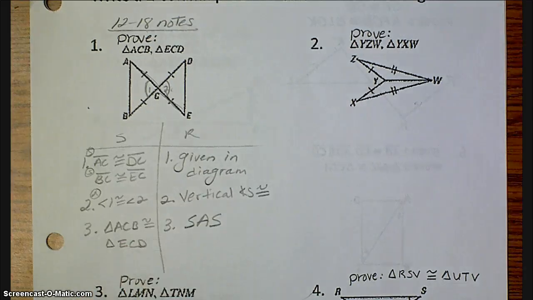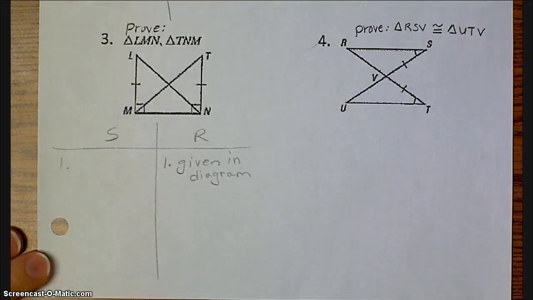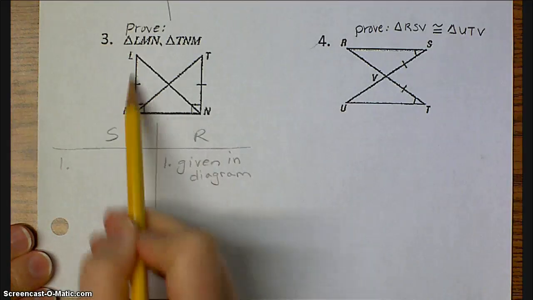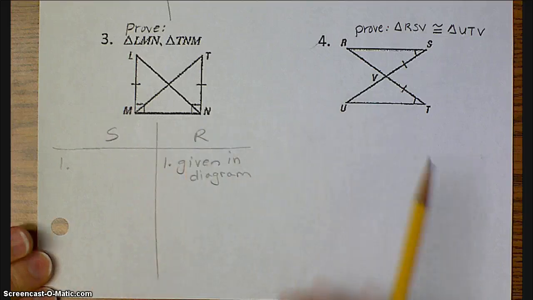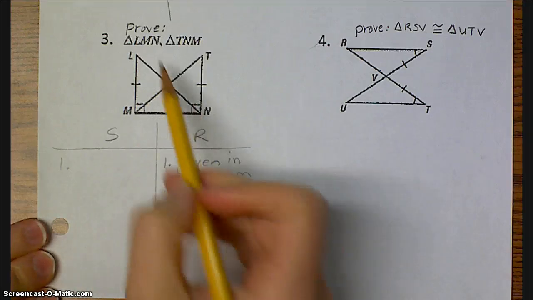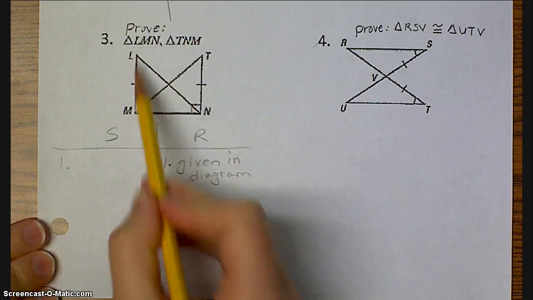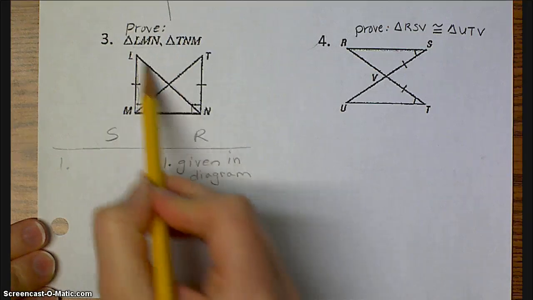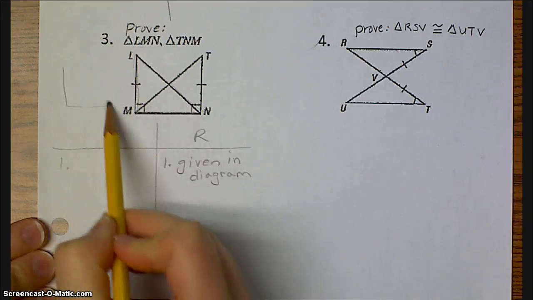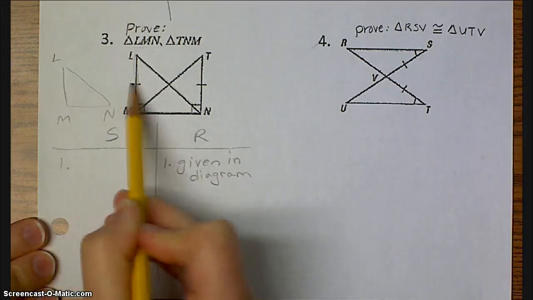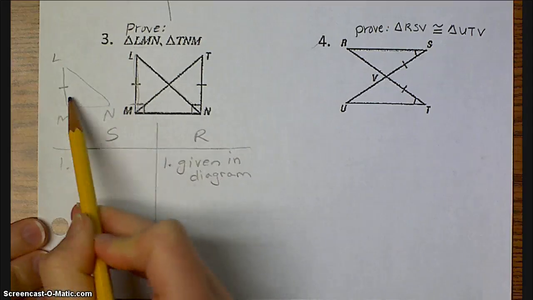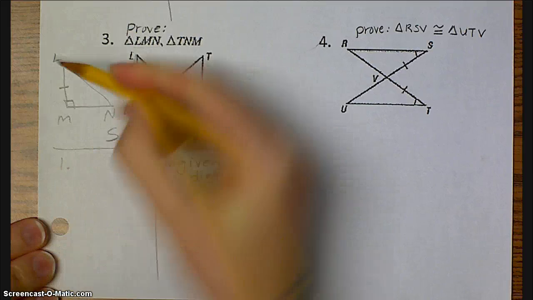Go ahead, pause the video, see if you can get question number 2, and then I'll meet up with you on number 3. Alright, number 3 is almost the same idea, but you'll notice that these triangles are kind of overlapping each other. It's a little bit hard to see. So I'm just going to redraw them so they're separated. So the first one is LMN, this one right here. So I'm going to put it over on this side, LMN, and then I'm just going to transfer the tick mark and the right angle mark as well.